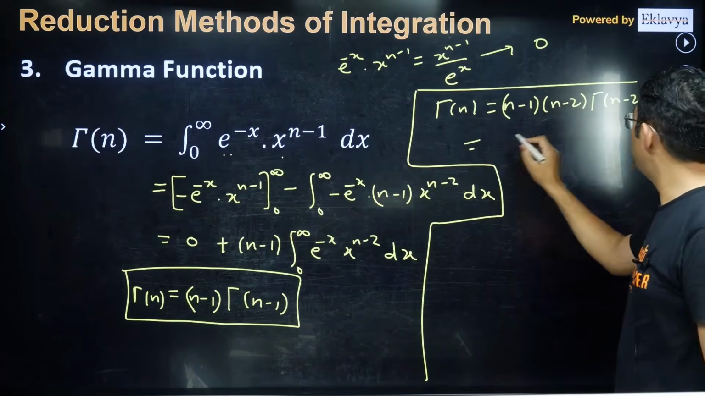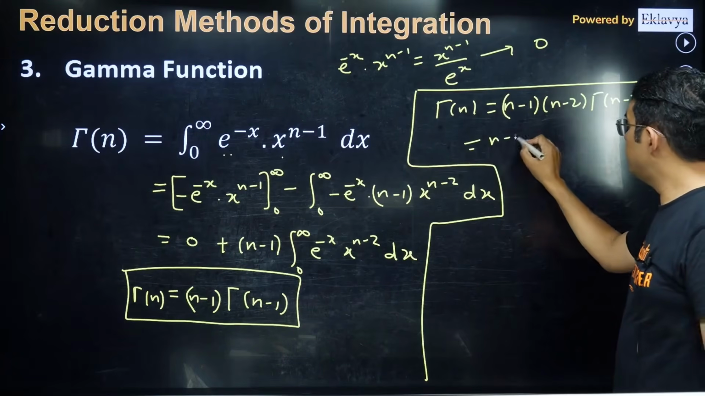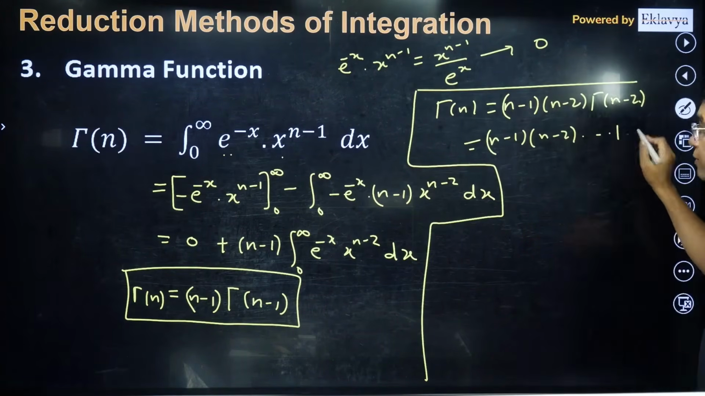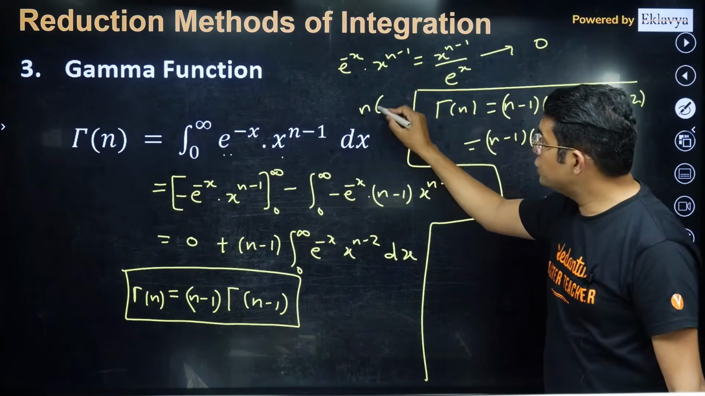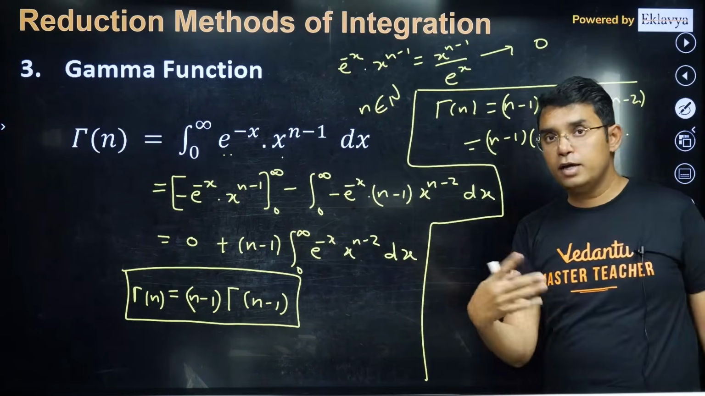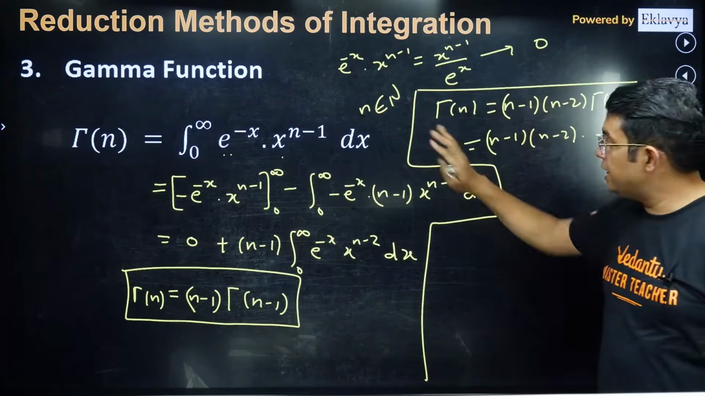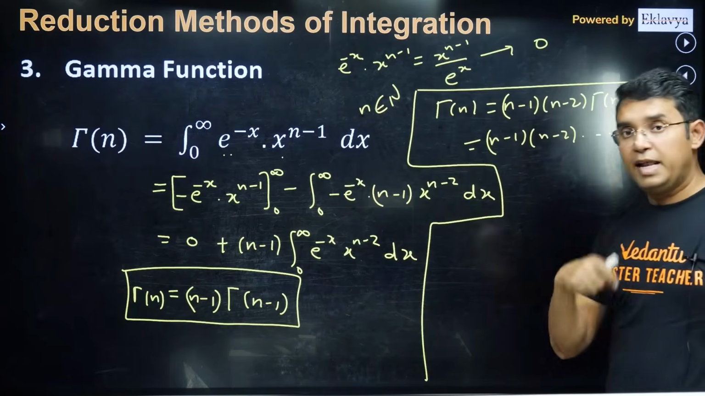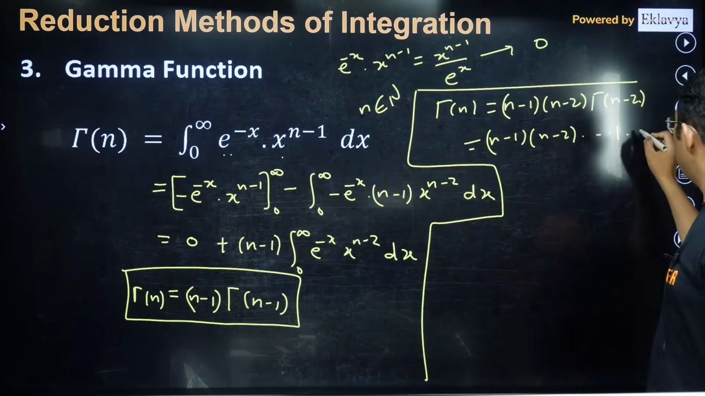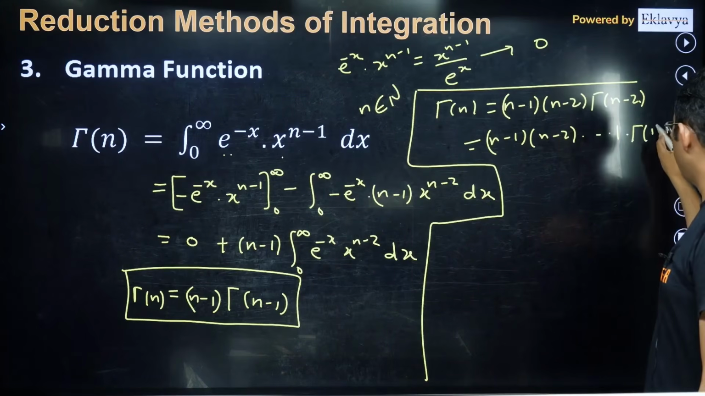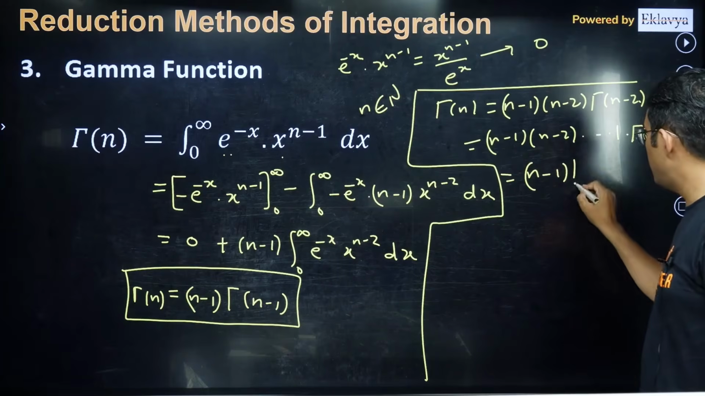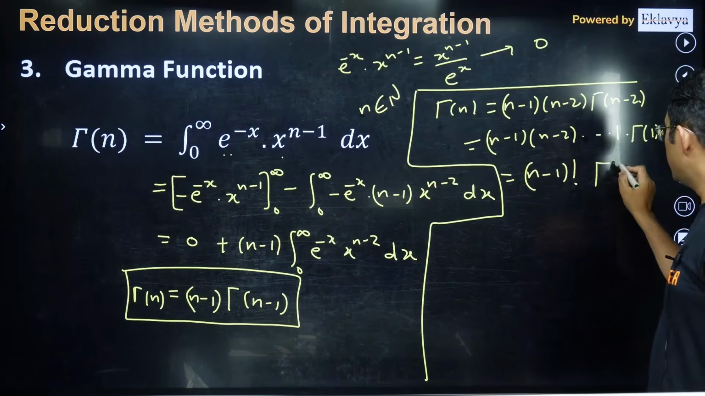In fact, I can keep writing n minus 1, n minus 2, and so on. I think it will go till 1, assuming n is natural number. Although this gamma function is defined otherwise also, for our purpose let's stick to n belongs to natural, and I will give you result for n is equal to half also. So in that case, it will be gamma 1 here. So this becomes n minus 1 factorial into gamma 1.